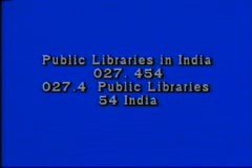We have to find the number for India from Table 2. The number given in Table 2 is 54 for India, as we already know. When we attach this number to 027.4, it becomes 027.454. That is the number for public libraries in India.